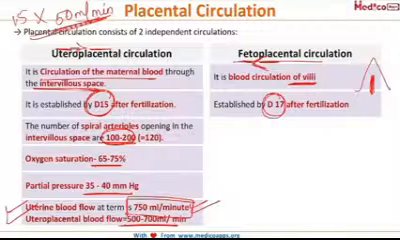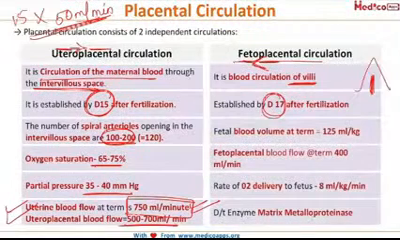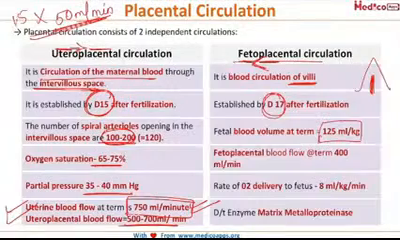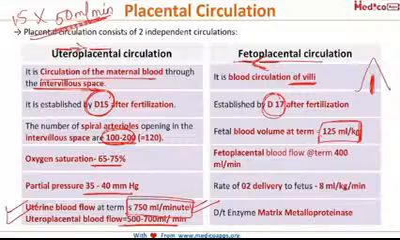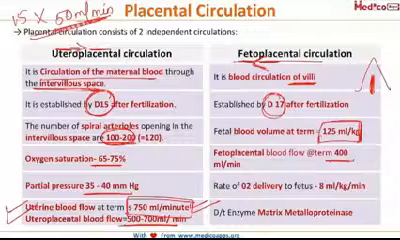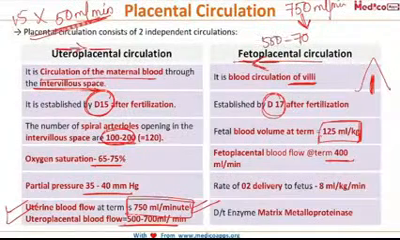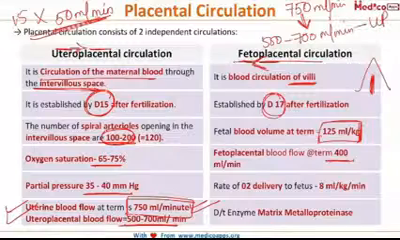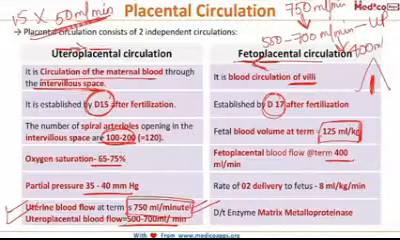Now another important question is the fetal blood volume at term, and it is 125 ml per kg. The next question is fetoplacental blood flow at term, and it is 400 ml per minute. Now how will you remember it? The uterine blood flow at term is 750 ml per minute. This decreases to 500 to 700 ml per minute in the uteroplacental circulation, and now this decreases to 400 ml per minute in the fetoplacental circulation.